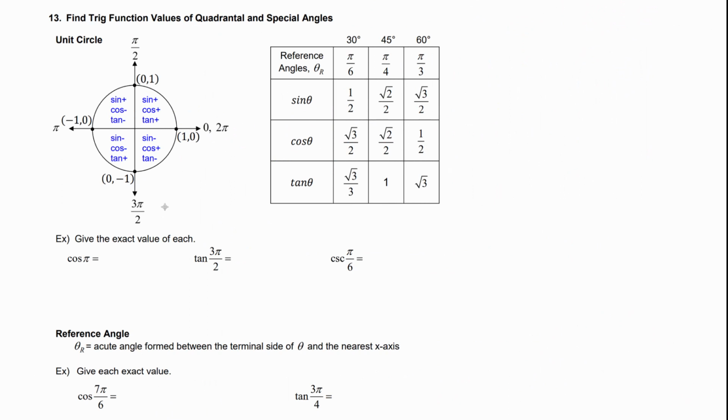Next, number 13, find trig function values of quadrantal and special angles. And here is the unit circle, which is a circle of radius 1. Therefore, cosine theta equals x over r, and since r is 1, we have x equals cosine theta. And y over r is sine theta, and since our r is 1, you get y equals sine theta.